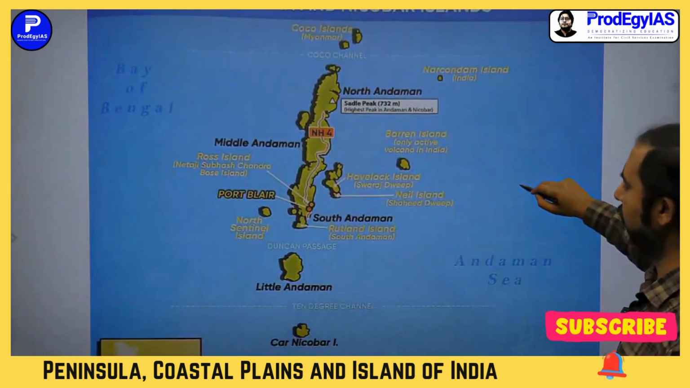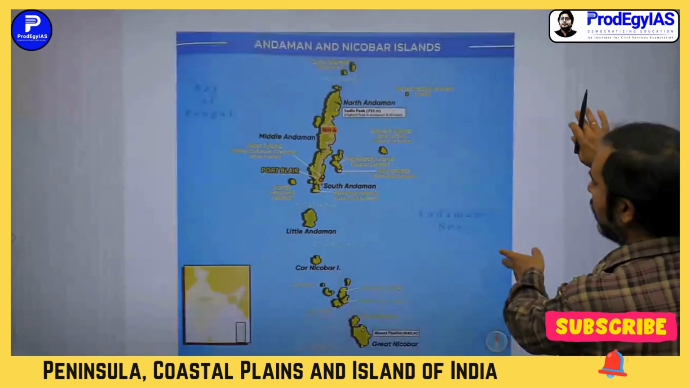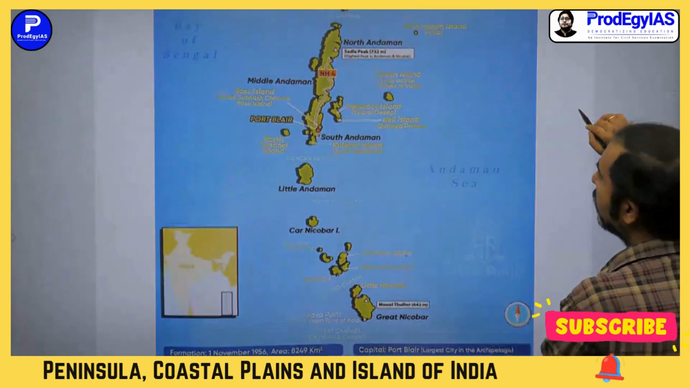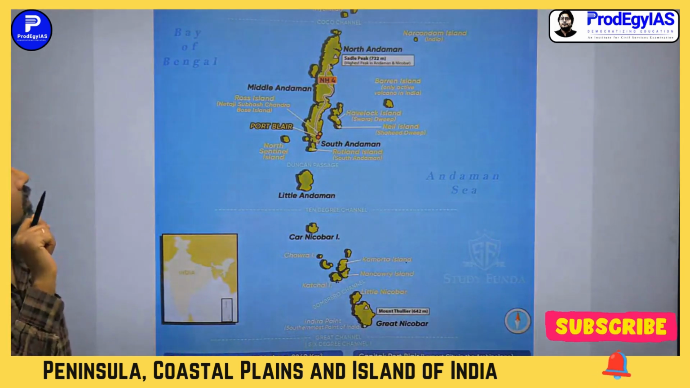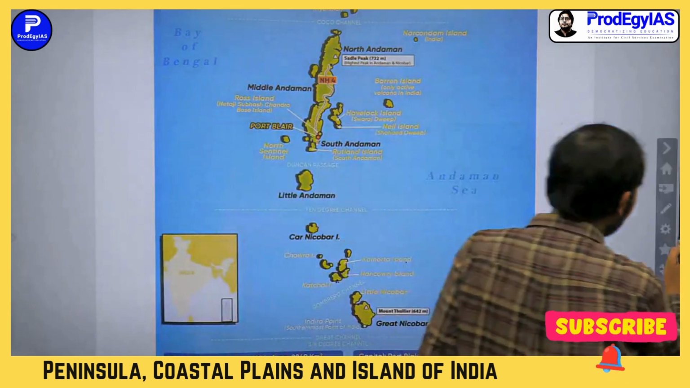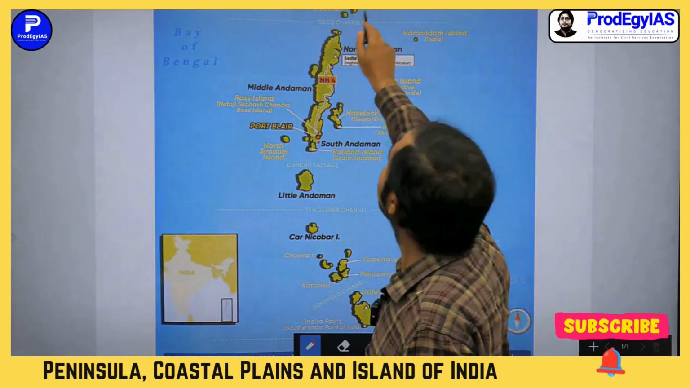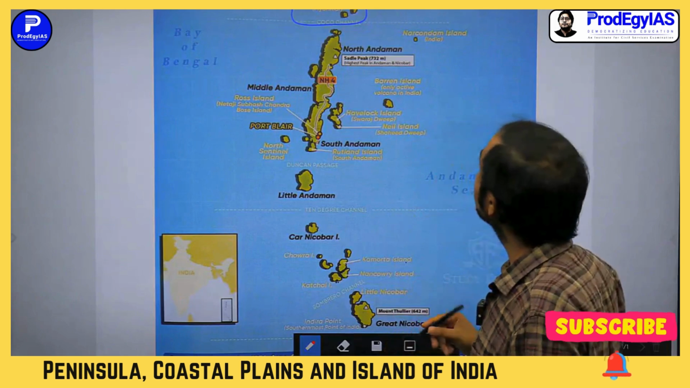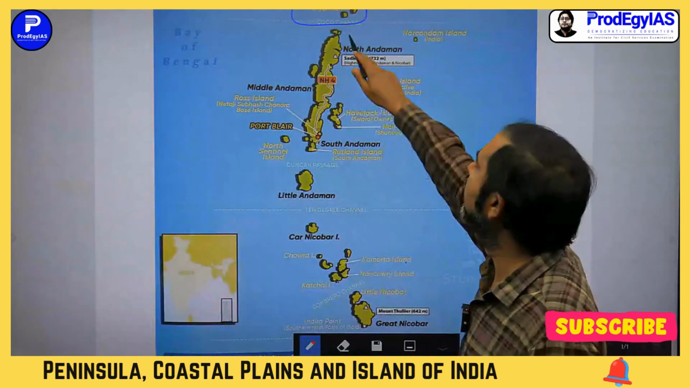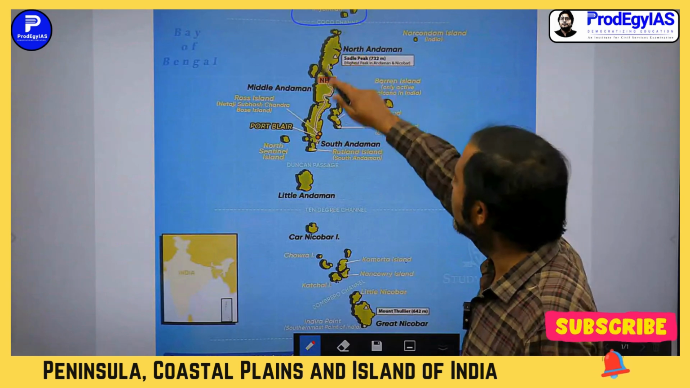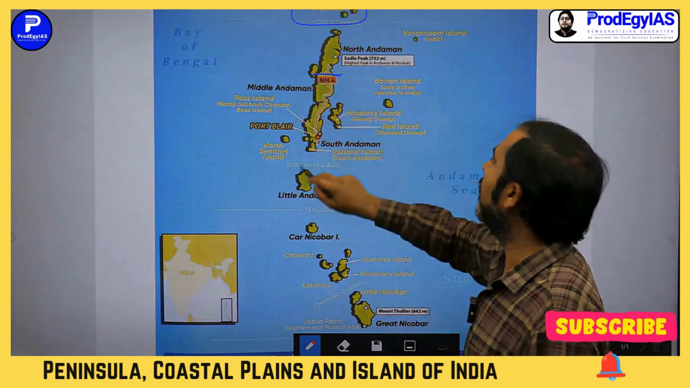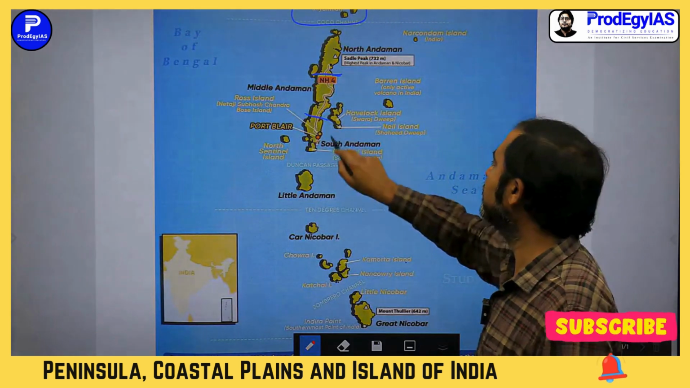So this is the... is that visible? We'll see here from the north, Coco Islands. Coco Islands, they are part of Myanmar, right? Then this is the North Andaman. This is the whole Andaman island. This is the northern part. Then this one is middle part. Then this one is southern part, right?